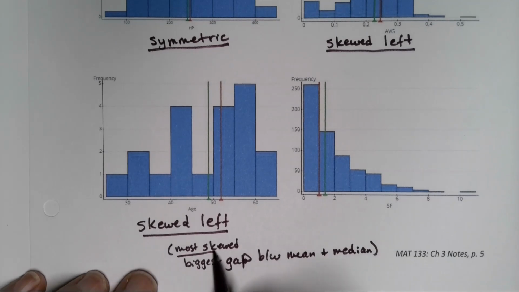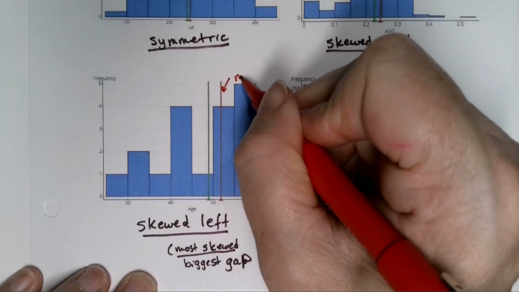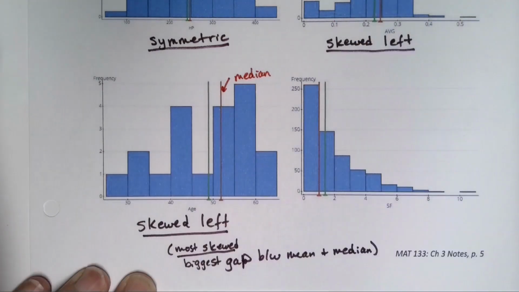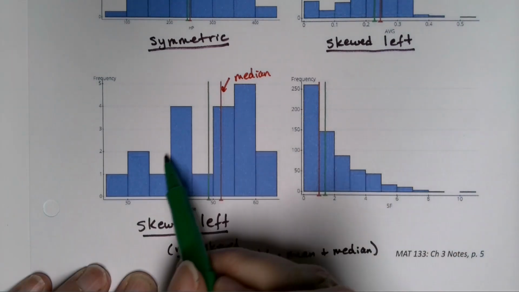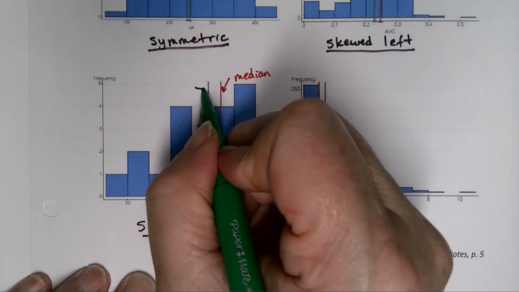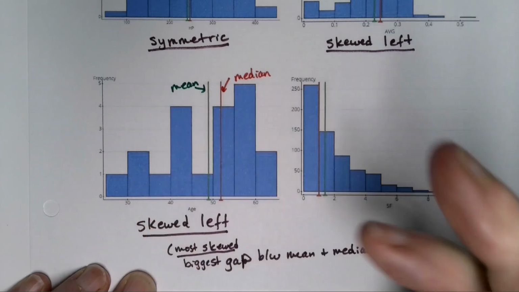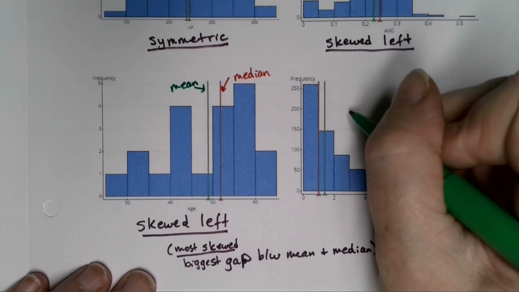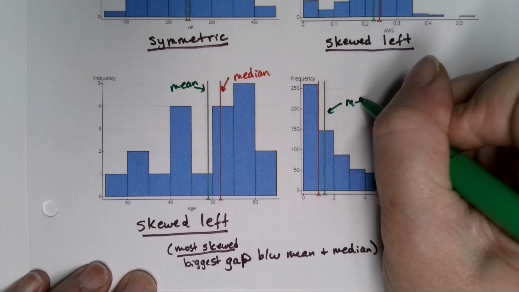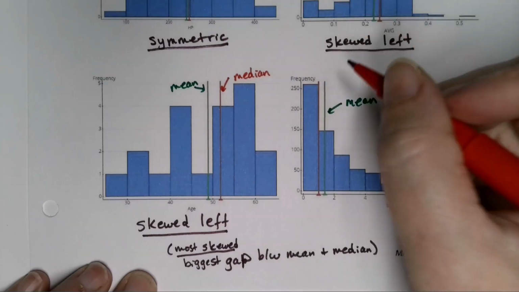Okay, so which one's which? Well, the median resists the skew. So the median is right here. The mean is getting pulled towards that left tail that's coming out. So that's the mean. And the last one is very obviously skewed right. That's the mean. That's the median.